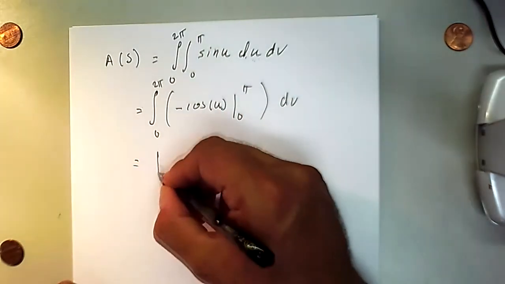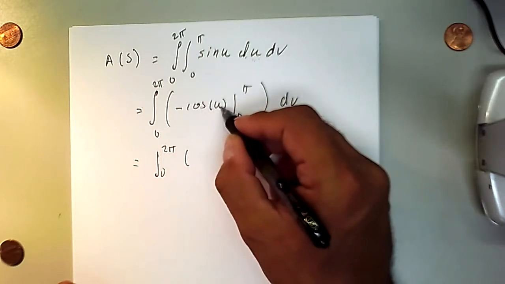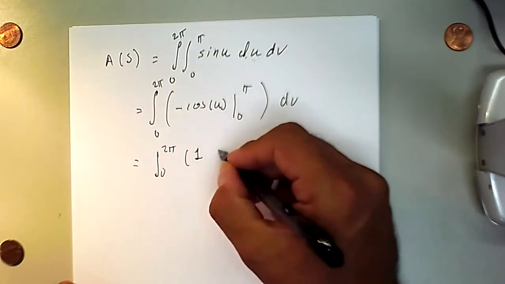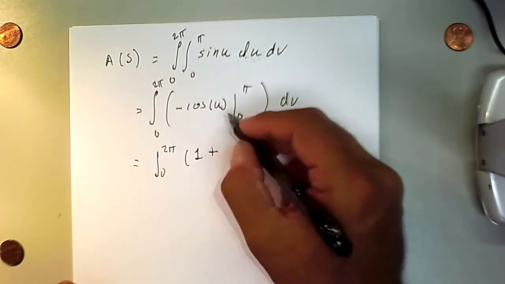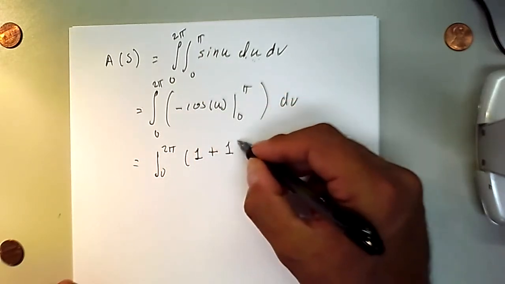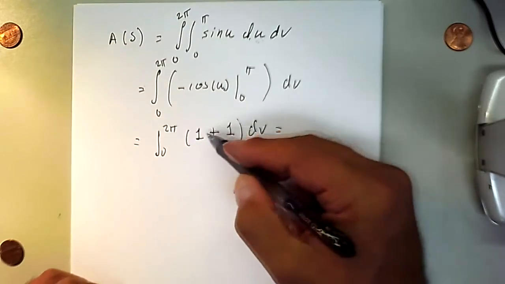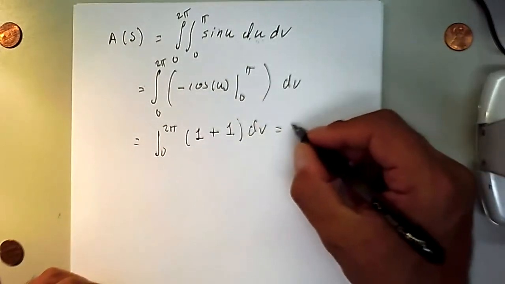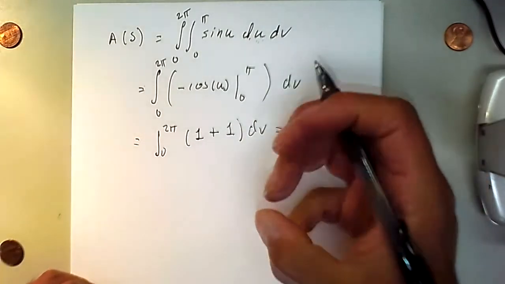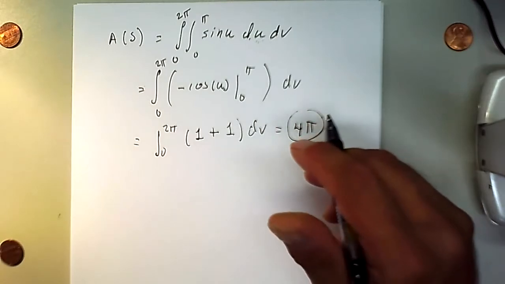So from 0 to 2 pi, we have cosine of pi, which is negative 1. With this negative, it is going to make a 1 plus, because we're going to subtract, but then there's another negative here. So we have 2 dv, a constant, and then multiply by 2 pi. So that is going to end up being 4 pi. So the area of a unit sphere will be exactly 4 pi, no more, no less than 4 pi.